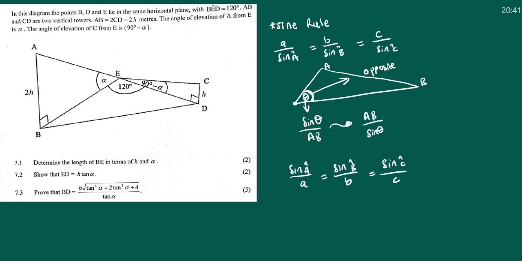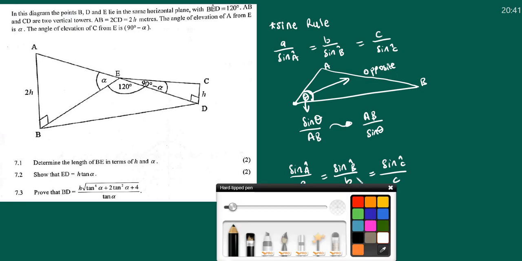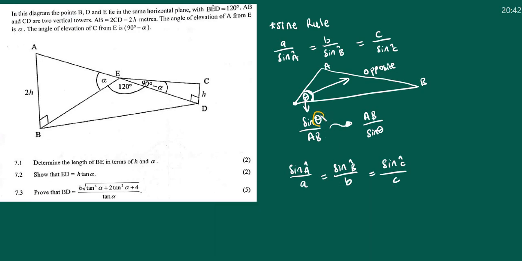The main important thing is to understand that theta is the angle, and it is the angle that is opposite the side. In all of the formulas that we're going to discuss, the sine rule, cosine rule and the likes, let's understand that.